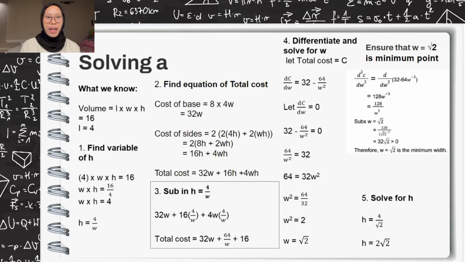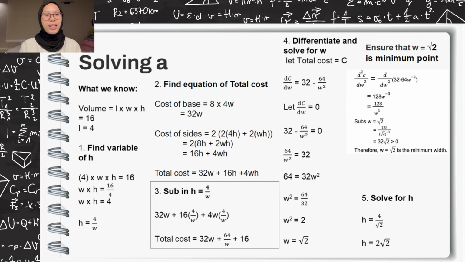We have to ignore the value of negative √2 because it is impossible for us to get negative values for width. We still need to determine whether W equals √2 is really the minimum width or not. We have to perform the second order derivative of the total cost equation. The equation will be 128 over W cubed. We need to substitute W equals √2 into the equation. We managed to get 32√2, which is more than 0. This has proven that W equals √2 is really the minimum width.